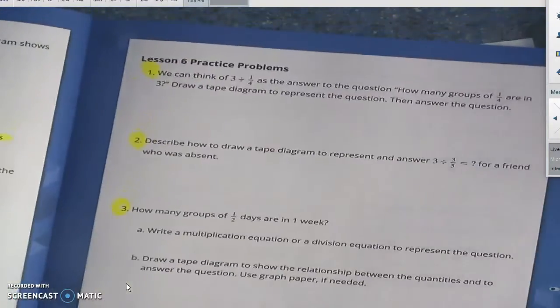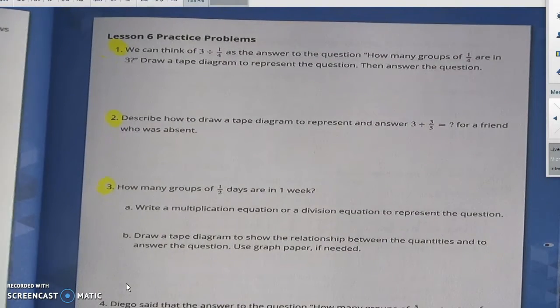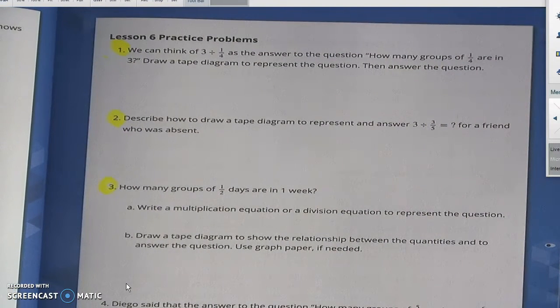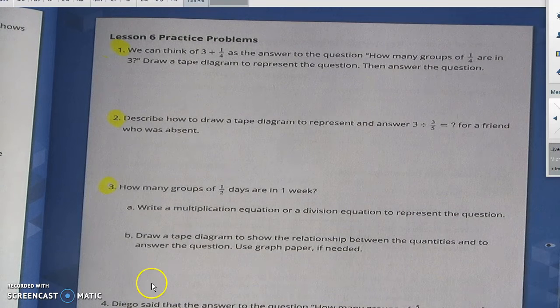Okay, so your next job is your homework, which is page 37, 1, 2, and 3. I need you to draw the diagrams for each of those. And that's it. See you tomorrow.